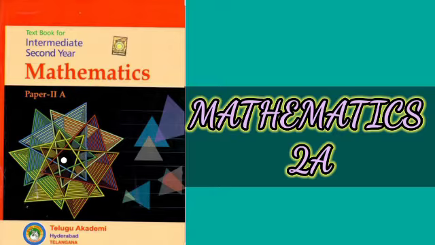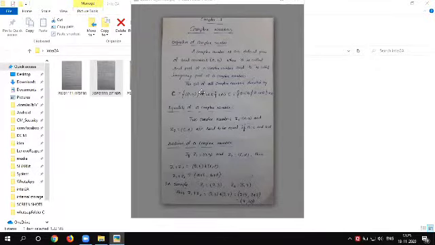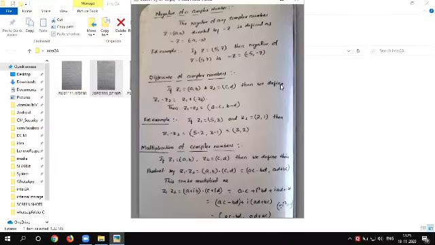Last class, we discussed complex numbers, basic definitions. That is a definition of a complex number, equality of a complex number, and addition of a complex number. Now, we will discuss the next topic. That is a negative of a complex number.